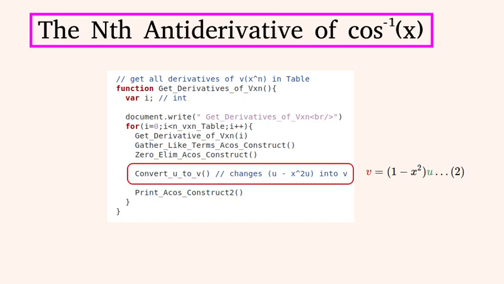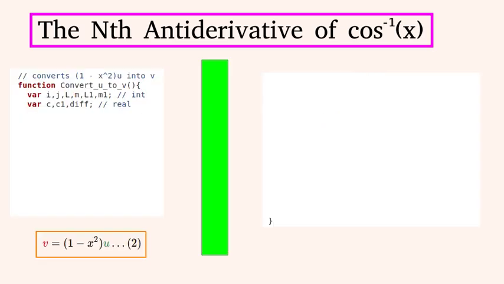the power of n. Notice that it contains this new line here, which converts the expression calculated from terms containing u to a term containing v, if this is the form of the expression. So this is the function that converts this expression.